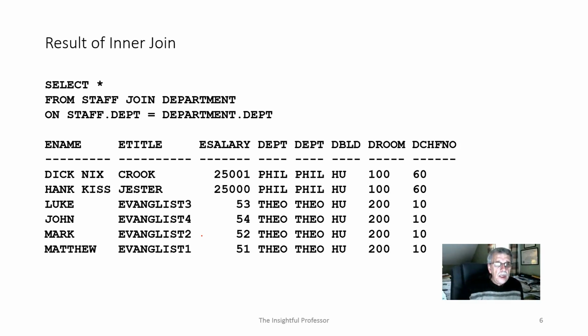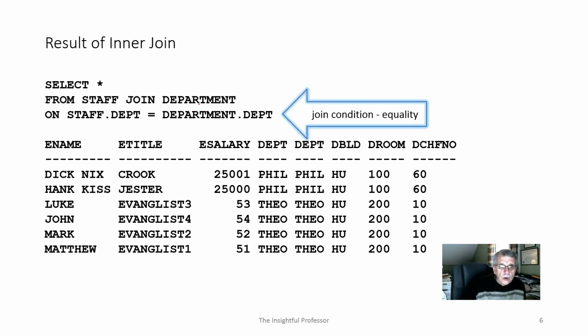Well, here's the result of the inner join. If you remember from my previous videos, we have 9 rows that exist in the staff table, and we have 4 rows in the department table. When we perform the outer join, we'll see that we can bring back as many of the rows as we want from either table. It doesn't have to satisfy the join condition. But when we do the inner join, we express the join condition here, and in this case, it's equality. This is what's called an equijoin.